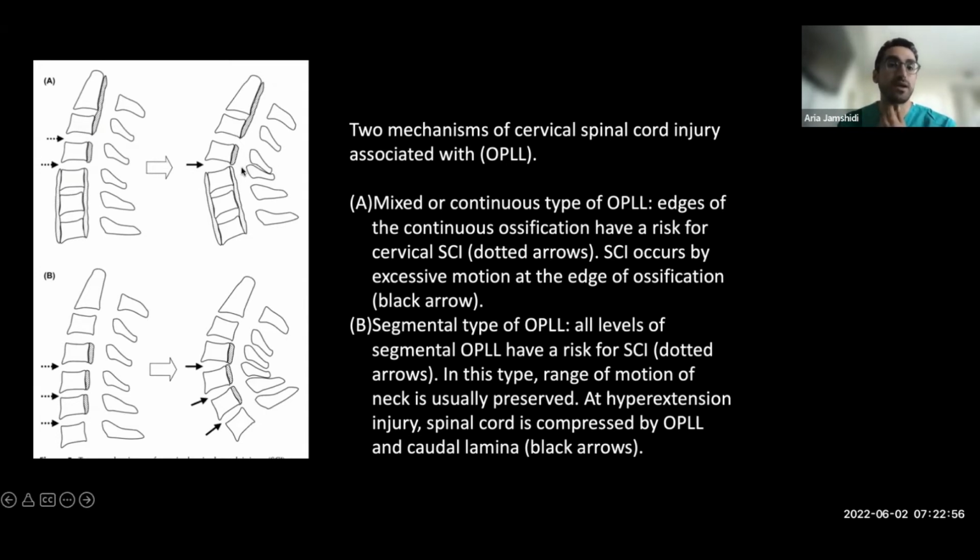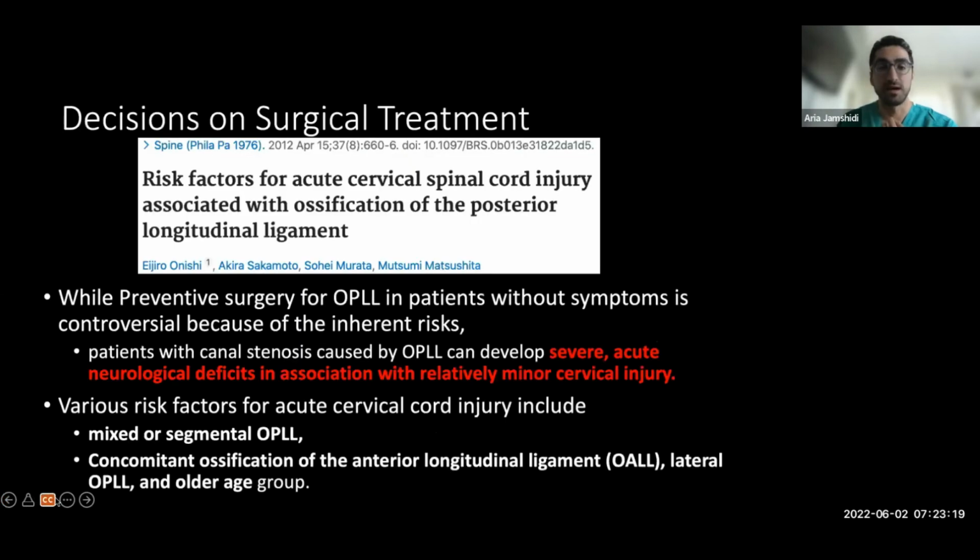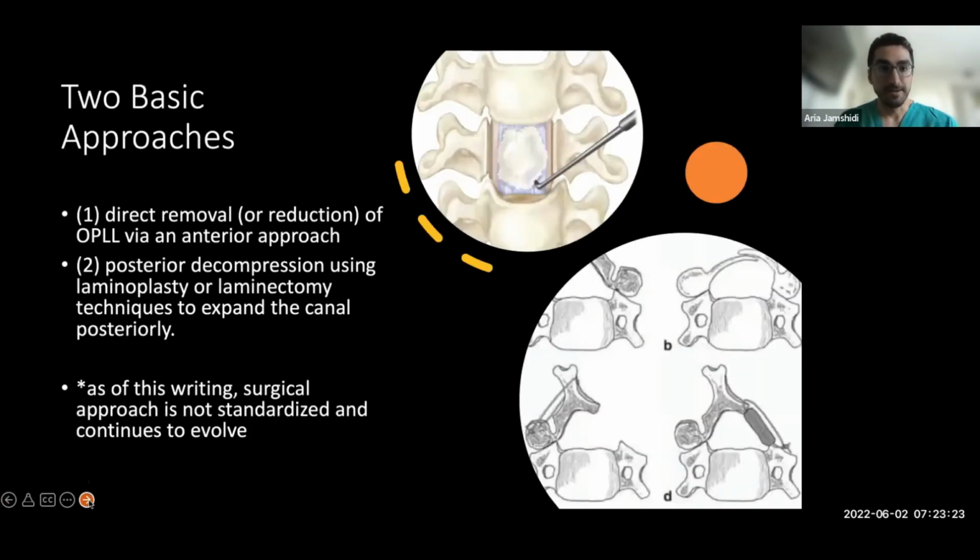So, one way to potentially think about surgical indications for patients is specifically to look at their subtypes of OPLL. They have like a mixed or segmental subtype where they have excessive motion in between the vertebral bodies themselves. They're at much higher risk of developing spinal cord injury in this study, and surgery may be more warranted for those patients. I'm not saying whether that's right or wrong, but again, something interesting to think about.